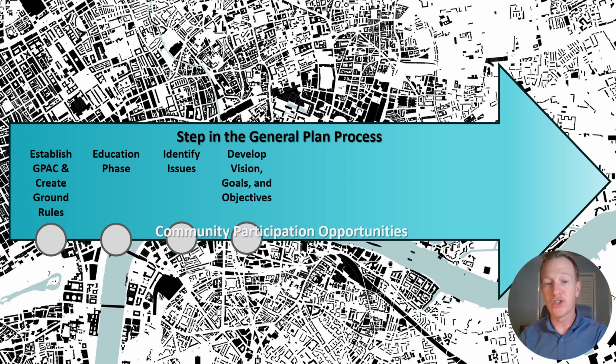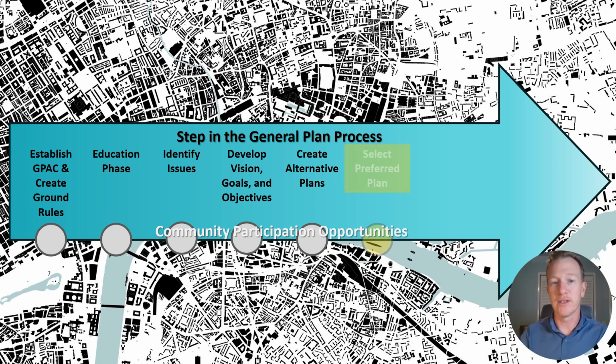Then you develop the vision, goals and objectives. Maybe at the beginning of that process you have a workshop, and at the end of the process you have a workshop to get feedback on the goals, objectives, and vision. Then you create alternative plans, and that might be something you do as a charrette, as I mentioned previously. Then you might select the preferred plan, and that might be done through a community-wide survey, or a huge citywide open house where you're getting people's comments all at one time.